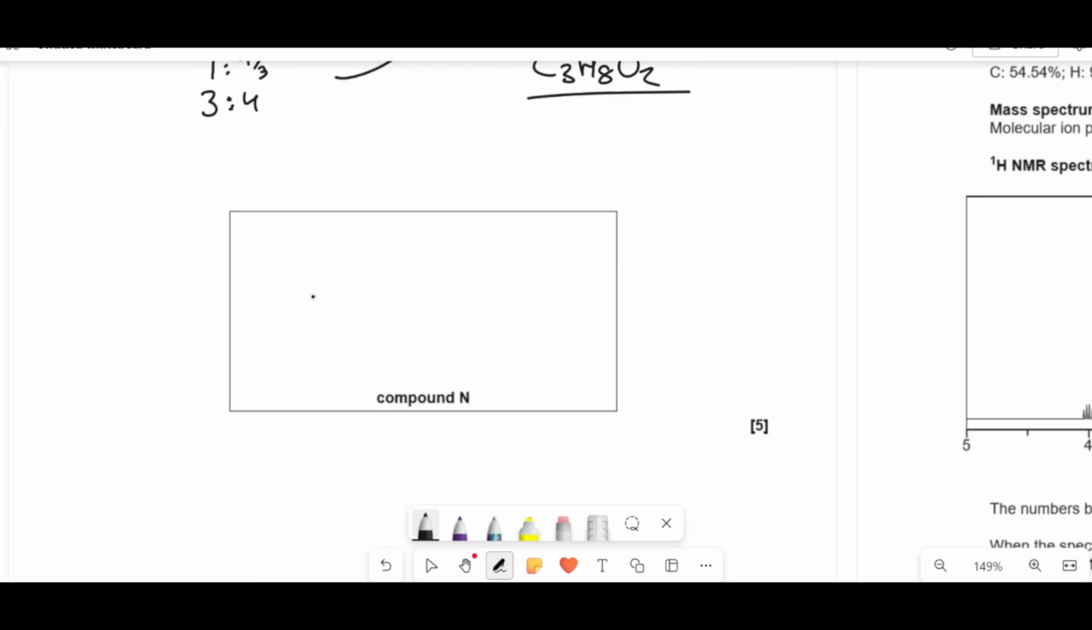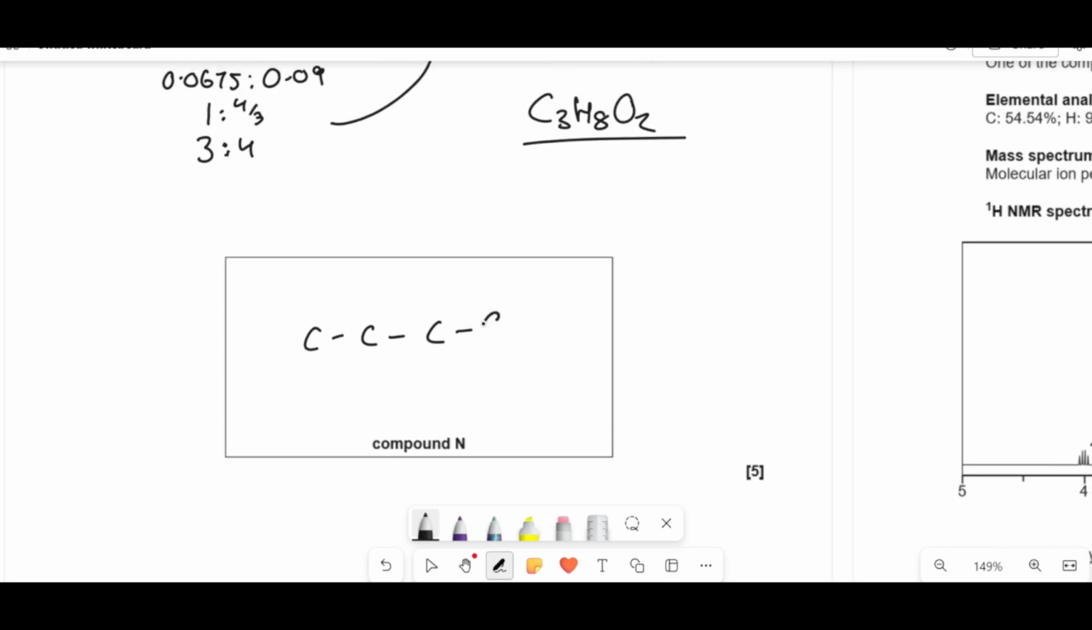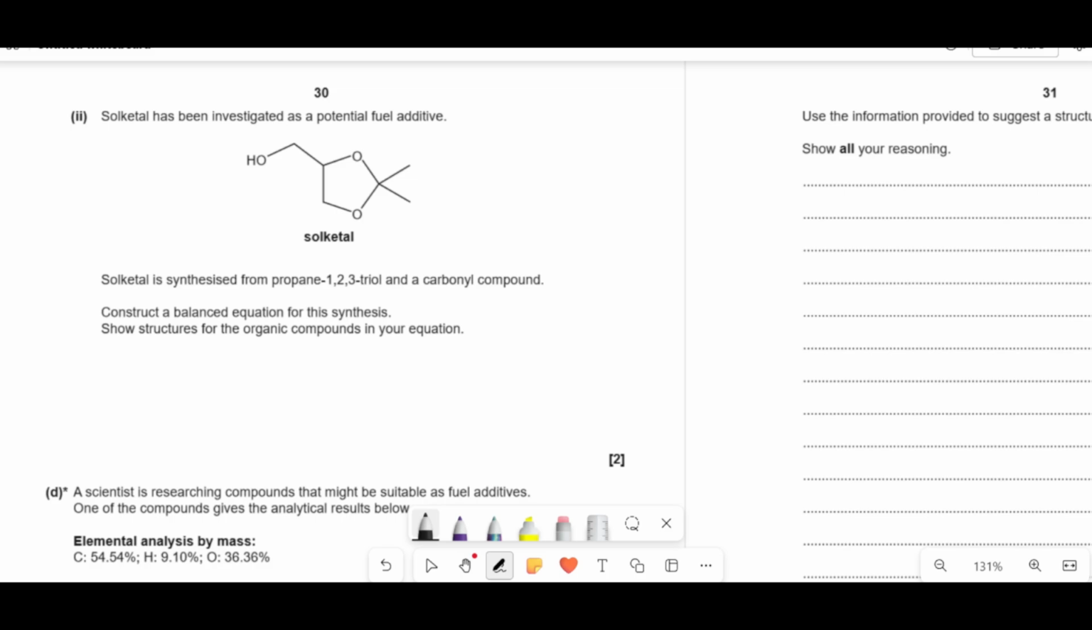So I'm just going to draw 3 carbons, 1, 2, 3. So it's C3H8. So I'll put an OH here and an HO here, to use up some of those hydrogens, right? So we've got all the O2s gone and we've got some of them. We've got 6 left. 1, 2, 3, 4, 5, 6. H. Done.